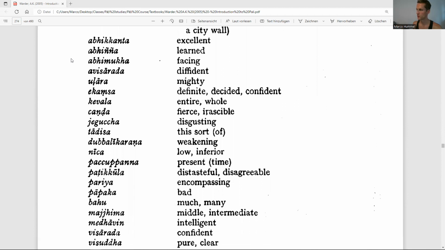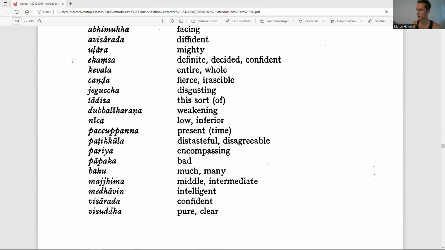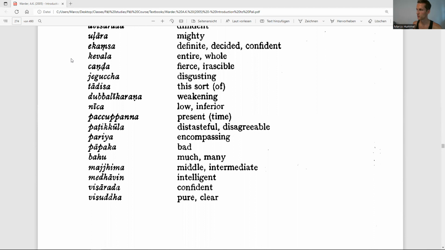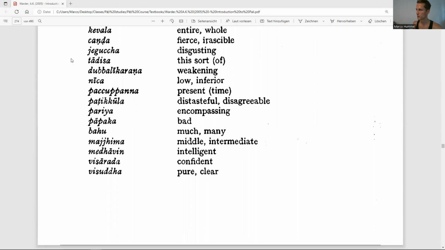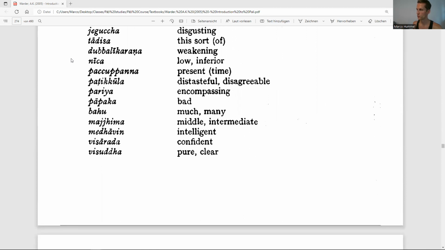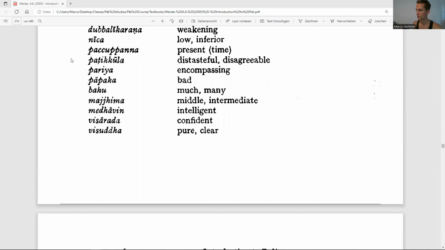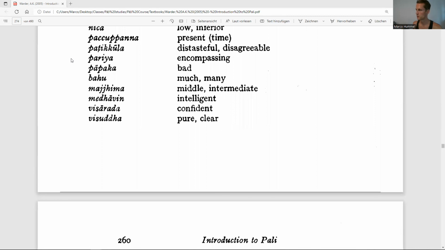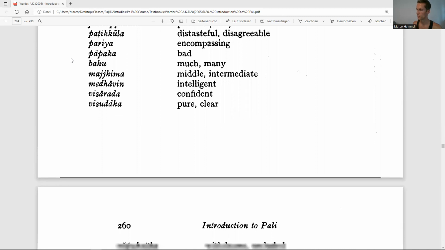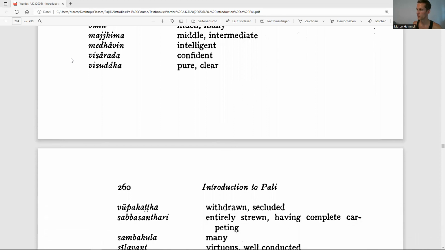Abhikanta, excellent. Abhinya, learned. Abhimukha, facing. Abhisarada, diffident. Ulara, mighty. Ekamsa, definite, decided, confident. Kevala, entire, whole. Chanda, fierce or irascible. Chikucha, disgusting. Tadisa, this sort of. Dupalikarna, weakening. Nicha, low, inferior. Pachupanna, present, or meaning in the sense of time. Particula, distasteful, disagreeable. Padiya, encompassing. Papaka, bad. Bahu, much, many. Machima, middle or intermediate. Medavin, intelligent.